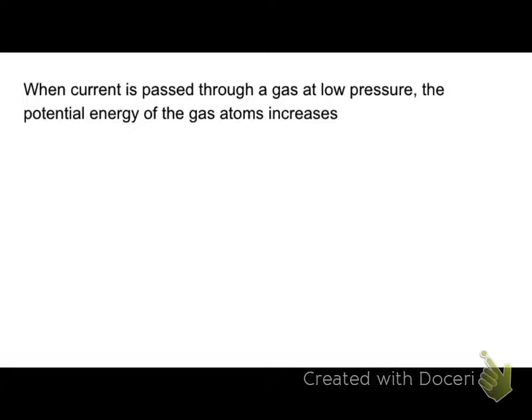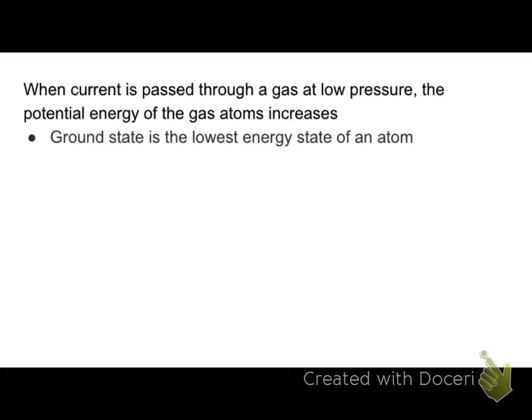Scientists were still doing these experiments where they pass current through a gas at low pressure. If you remember, they did those with the cathode ray tubes, and that's how we discovered electrons. They're still doing those experiments, and they are noticing that the potential energy of those gas atoms is able to increase when they pass a current through it. So what they're doing is that current, that electricity, is giving energy to the atoms that are in the gas.